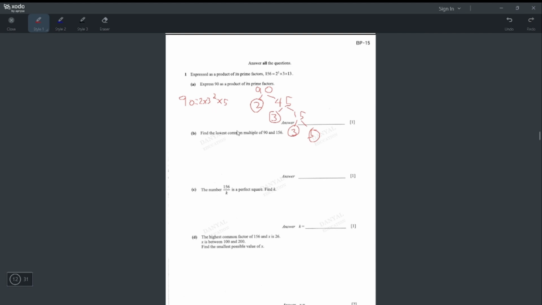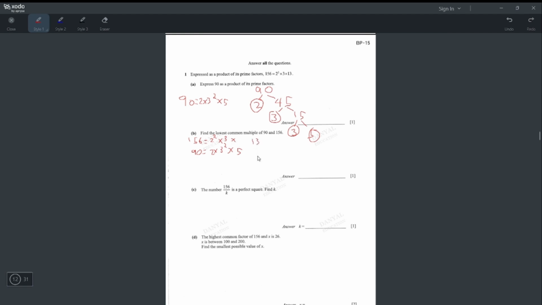And now we want to find the lowest common multiple of 90 and 156. So I'm just going to write this here, that 90 is equals to 2 times 3 squared times 5, while 156 is equals to 2 squared times 3 times 13.